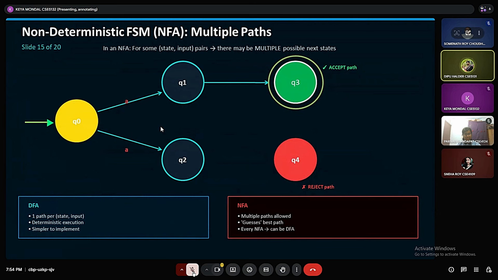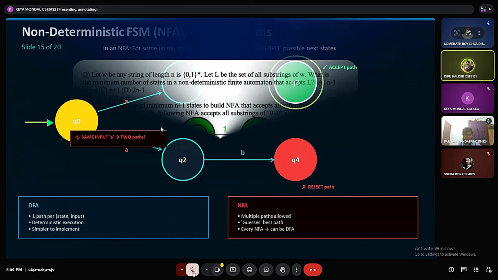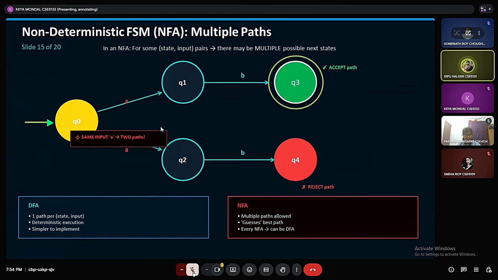Compared to that, a DFA has one path and is simpler to implement. An NFA can have multiple paths but is more flexible to design. Here's the most important point on this slide: every NFA can be converted into an equivalent DFA. So they recognize the same kinds of languages. We just sometimes prefer one form over the other. And that wraps up my part of the presentation. I will hand this over to my next friend.